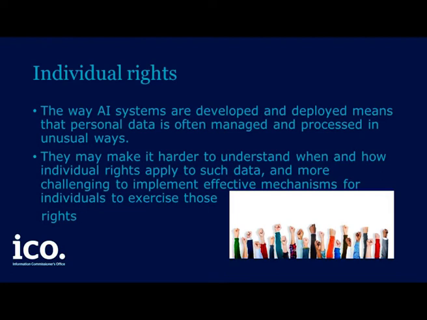The final section deals with individual rights in the context of AI systems. There are a range of individual rights that you need to protect at different stages of the AI development process. But because of the way that AI systems are developed and deployed, oftentimes personal data may need to be processed in unusual ways and managed in unusual ways, which may raise additional challenges when it comes to responding to individual rights requests. For instance, it may be harder to understand when and how individual rights apply to training data, to data that's used in the deployment of a system. And so we talk about a range of mechanisms that you can deploy to ensure that you can effectively respond to individuals when they seek to exercise those rights.